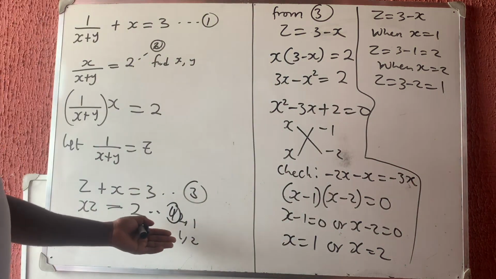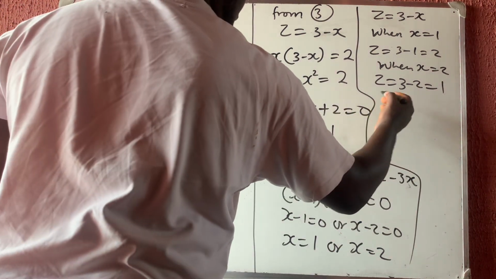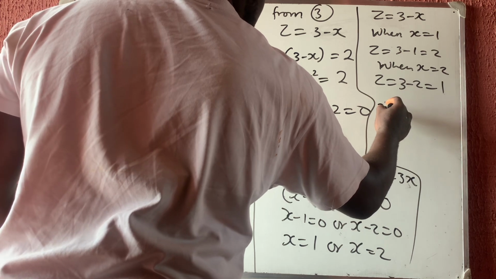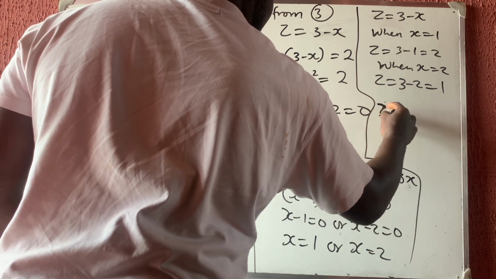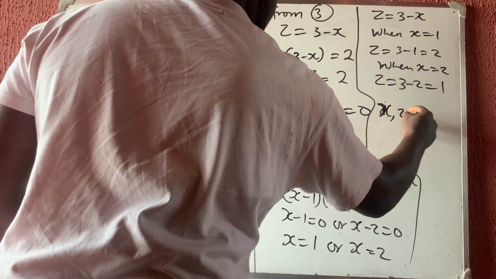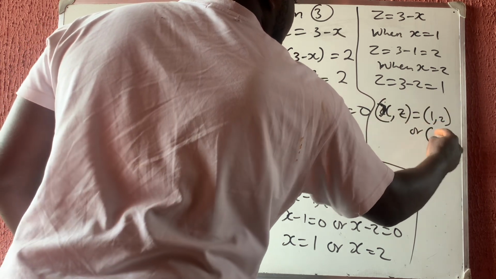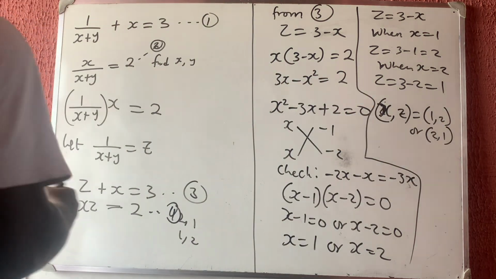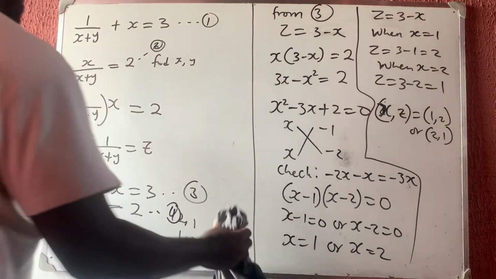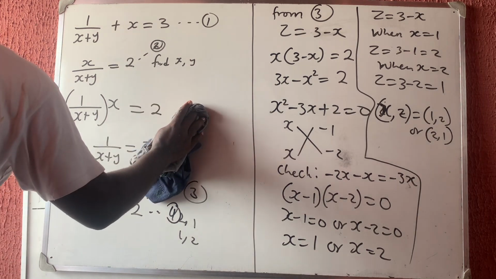So like I told you, we can equally get it by guessing. So we have two cases here. The cases are x comma z is equal to 1 comma 2 or 2 comma 1. Okay, so we are going to use the two cases now to get our y. Then we are done with the question.